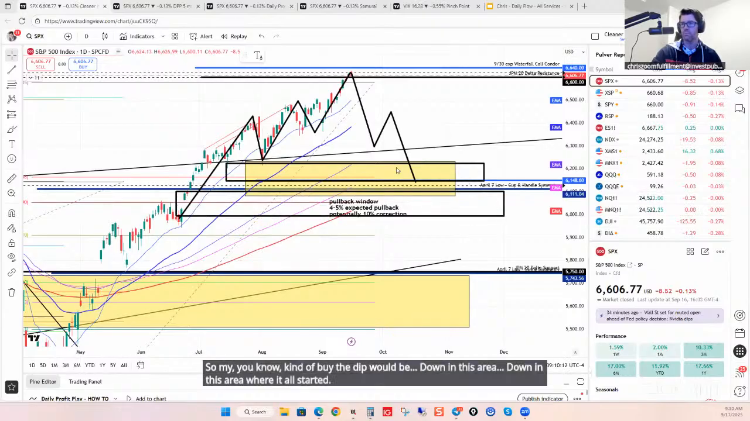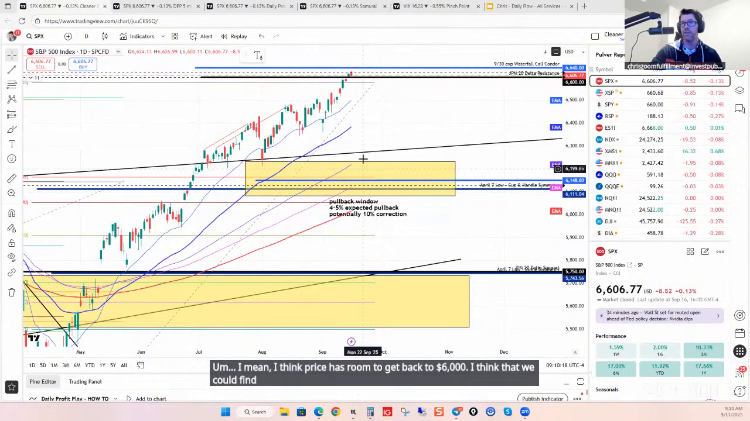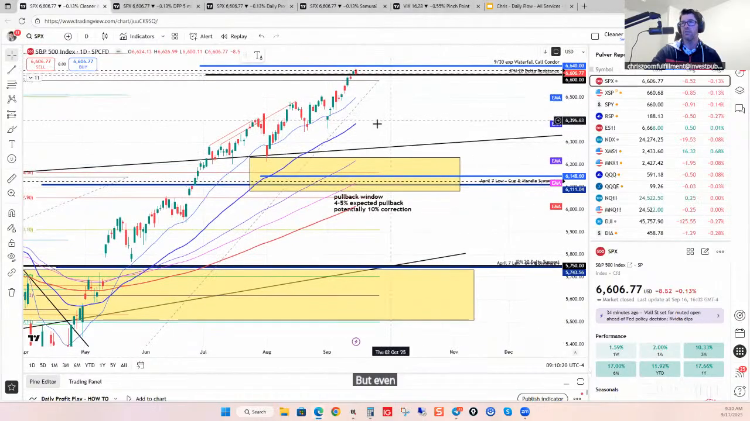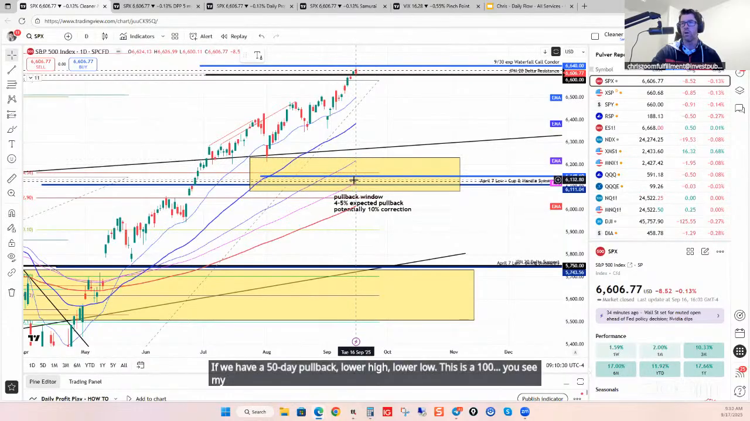So my kind of buy the dip would be down in this area where it all started. I think price has room to get back to 6000. I think that we could find some of these deeper moving averages, but even a pullback to the 50-day for starters, if we have a 50-day pullback, lower high, lower low, this is the 100, 144, and 200 moving averages.